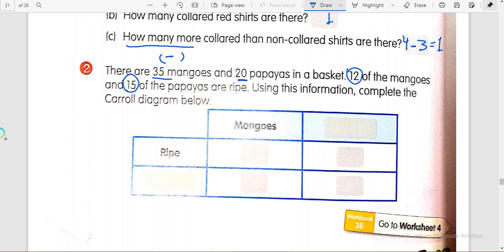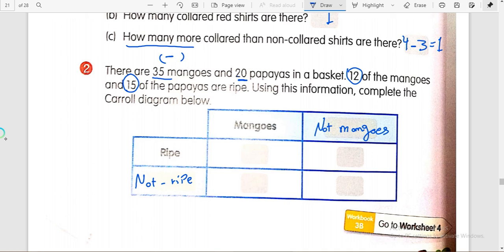So first, we have to write the groups in the Carroll diagram. We can say mangoes, papayas, or mangoes and not mangoes. It's supposed to be a small letter here. And this is capital. Not mangoes, okay? Here, ripe and not ripe. Okay? So let's complete the Carroll diagram now.